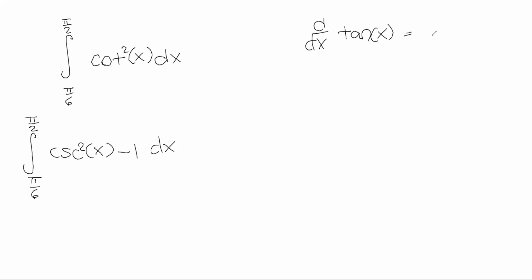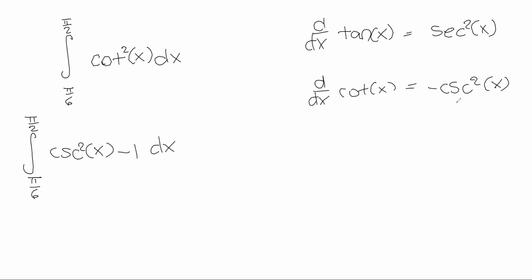Well, the derivative of tangent is secant squared of x, and the derivative of cotangent is going to be negative cosecant squared of x. So this is going to work out really nicely. We have something that we do know how to integrate, but we want to maybe flip the signs on these, because cotangent has a negative cosecant squared as its derivative. What we have here is positive.